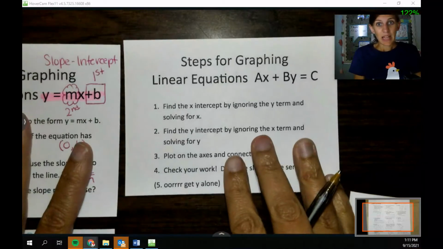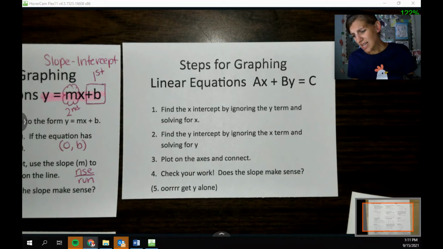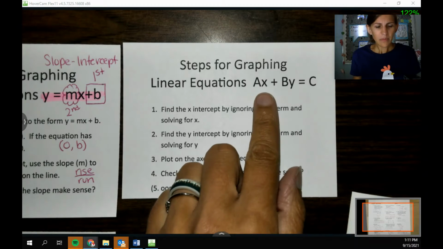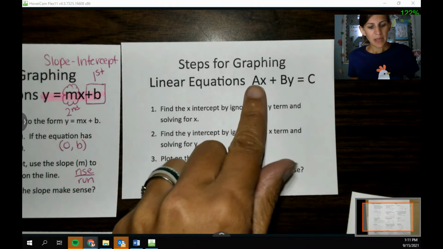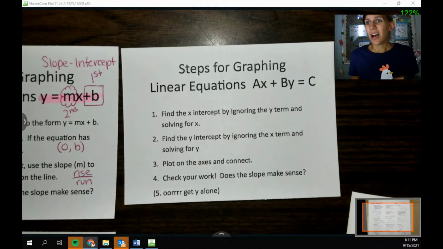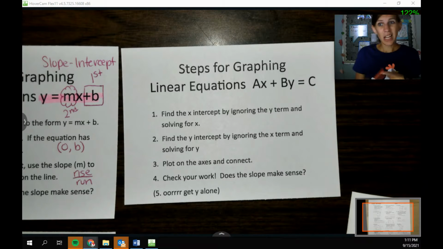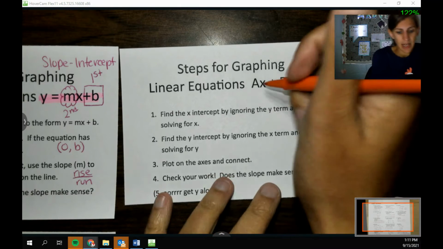The last form of a line, my least favorite form, most people's least favorite form. It's just not super helpful. So ax plus by equals c is not super helpful because the numbers that will be in place of a, b, and c are not helpful numbers. They're not the slope. They are not the y-intercept. They're not even an x-intercept. They're nothing. They're just like some random numbers. And so that's super frustrating.